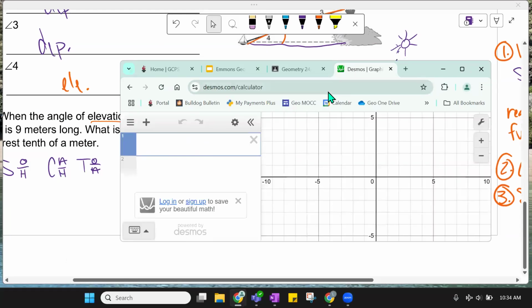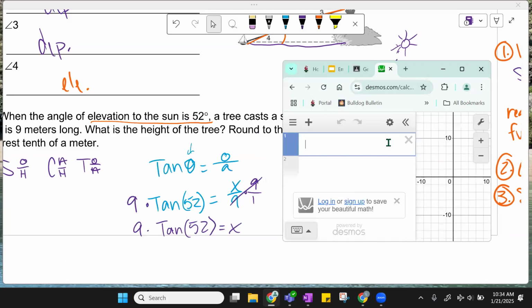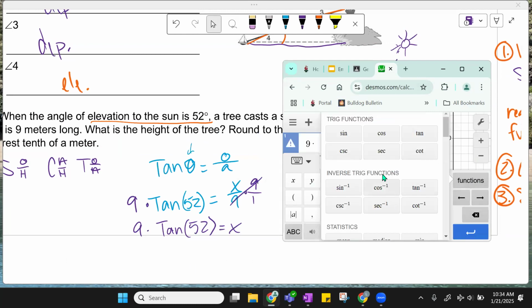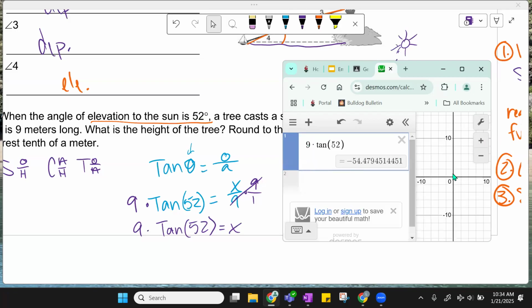Okay, we're going to go to Desmos, and we are going to plug in 9 times tangent of 52. Okay, and notice I have a negative. This should be a first clue that if you are getting some negative or crazy number right here, that your calculator is not in the correct formatting.